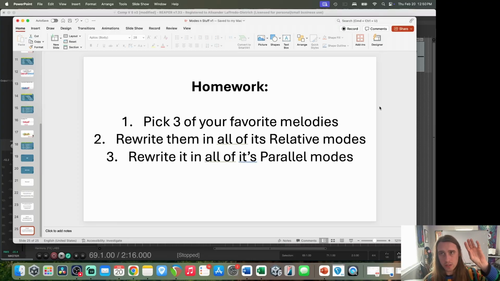So do the same thing. Again, homework. Pick 3 of your favorite melodies, find the key of them if you haven't already, or find what scale they're in, then rewrite them in all the relative modes. So that's 7 for each, and then rewrite them all in their parallel modes. So that's 7 each again. And then listen to all of them and see which ones you like. As you can see, it doesn't really take all that long. So there you go. Now you know what scales, what modes are, what keys are, and how to use each of them to make your melodies really awesome.